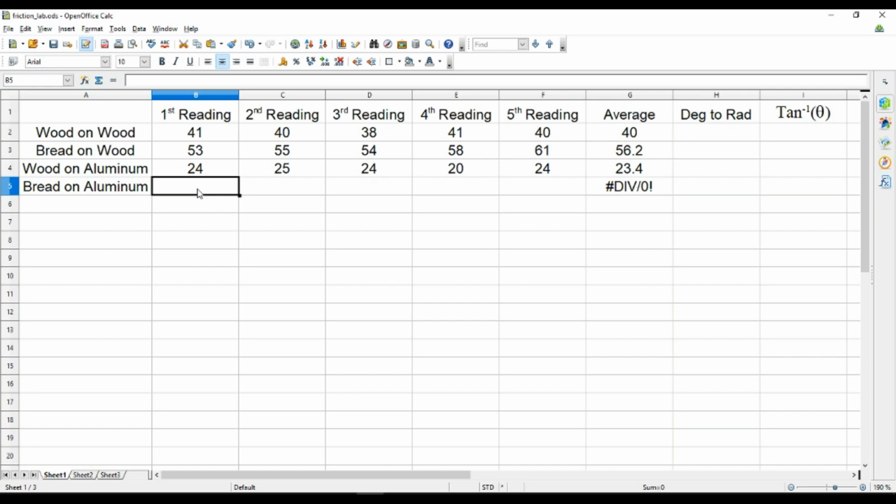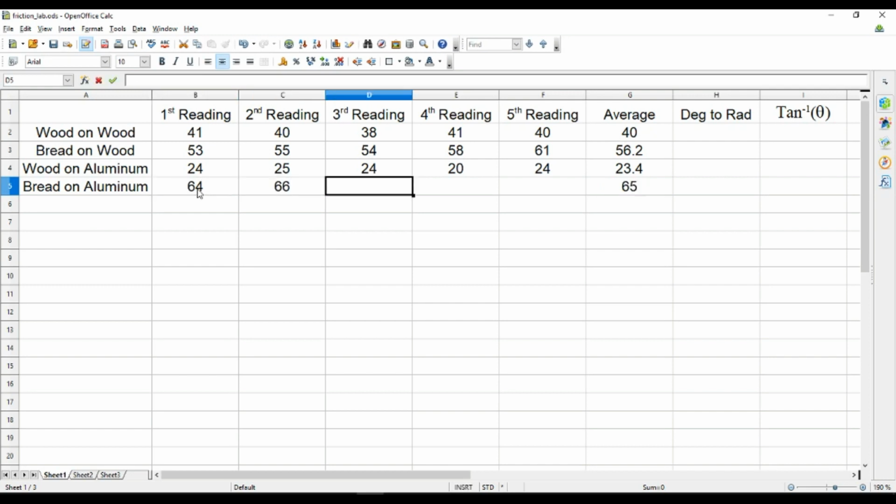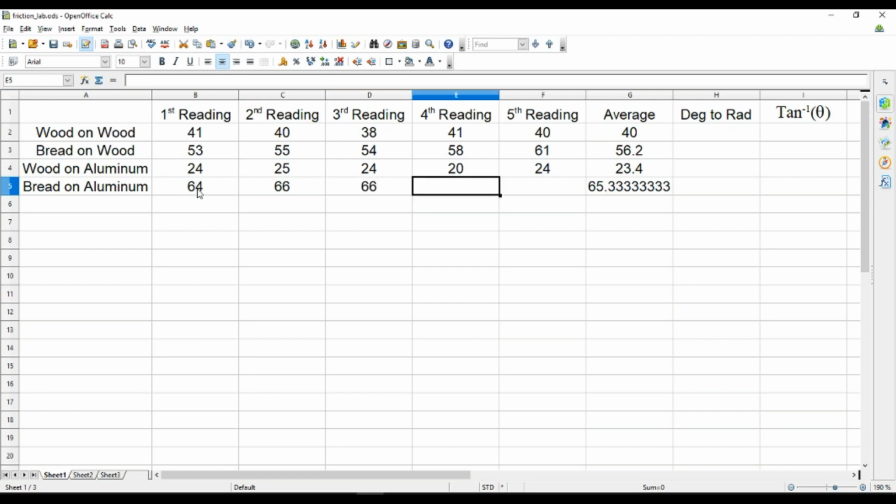The first reading is 64 degrees. The second reading is 66 degrees. The third reading is 66 degrees again. The fourth reading is 67 degrees. And the fifth reading is 62 degrees. And now we have all our averages for each of the different angles.